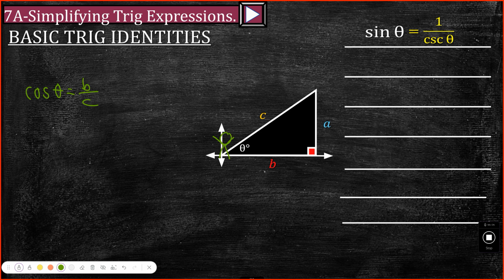Well, then what ratio is C over B? If we're looking with reference here, we're looking at this over this. What was C over B? SEC theta. SEC theta.